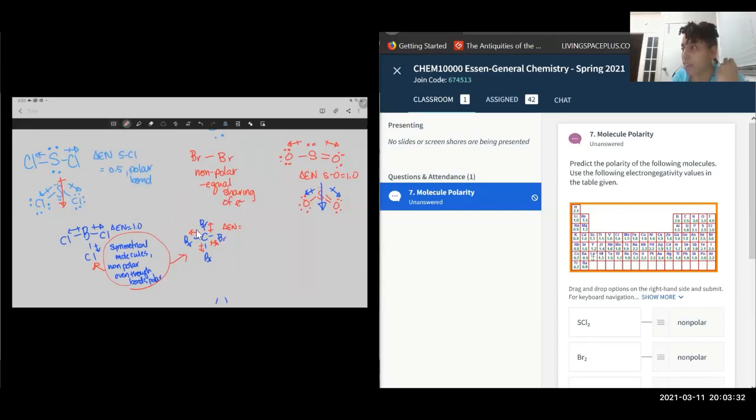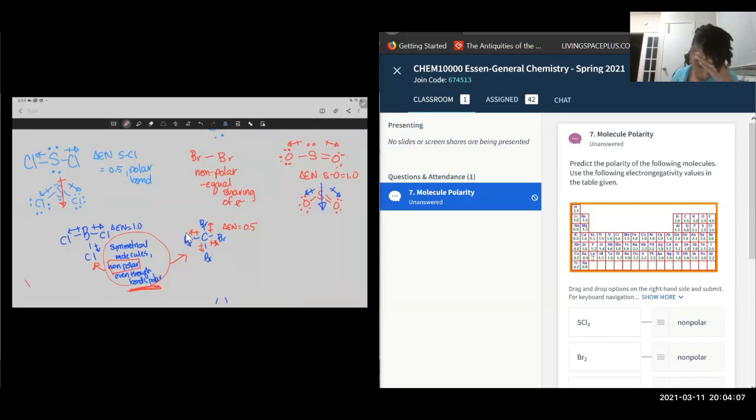The electronegativity difference between the C and Br is 0.5. So each one of these bonds is polar, sure, going towards the bromine, because the bromine is more electronegative, but the molecule is non-polar because it's a symmetrical molecule and the electrons are all pulling equally, right?